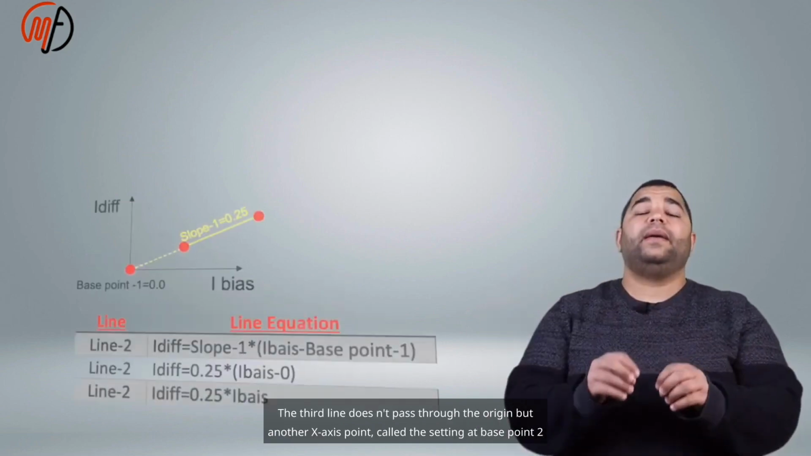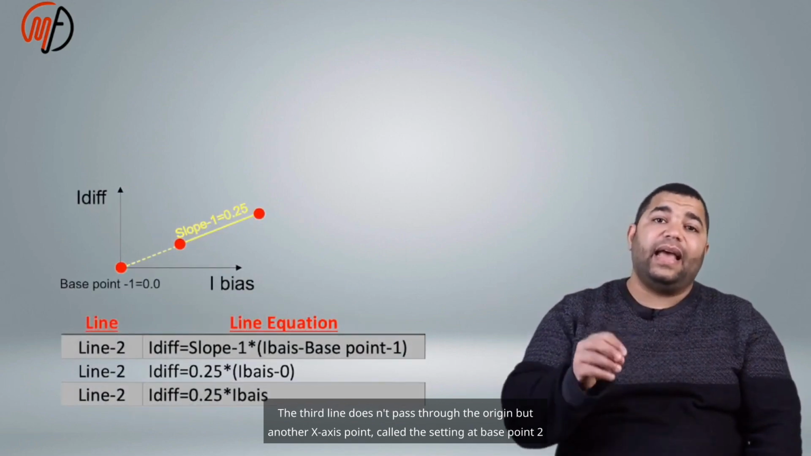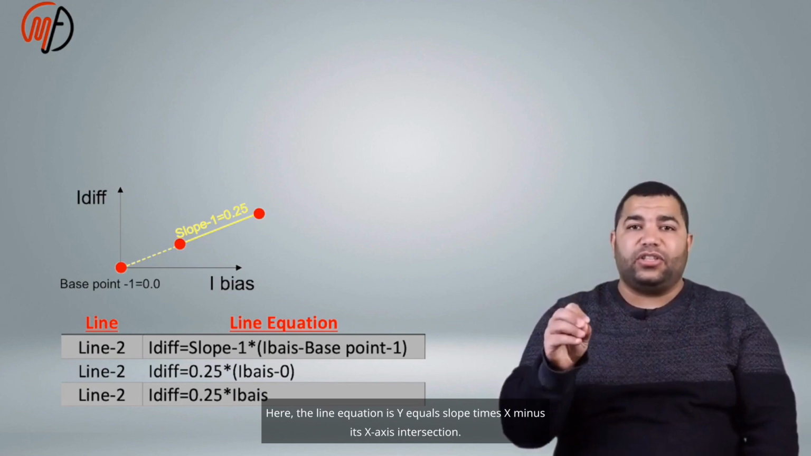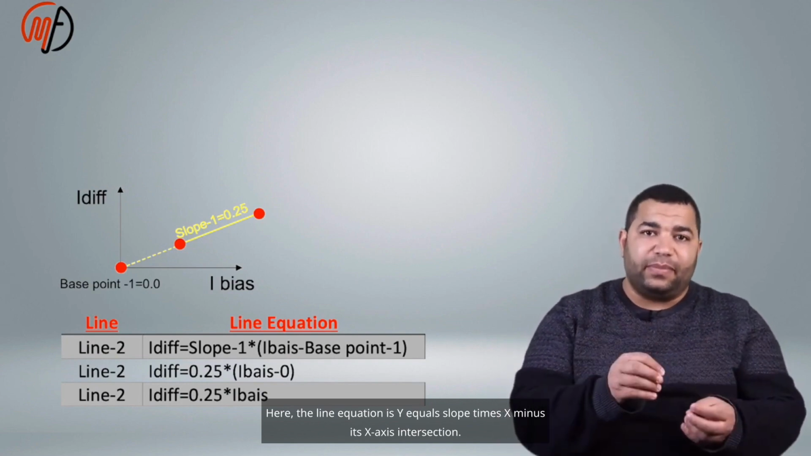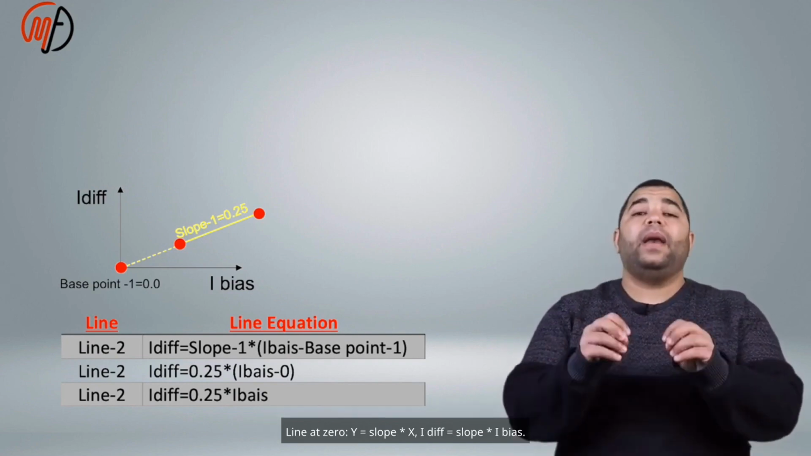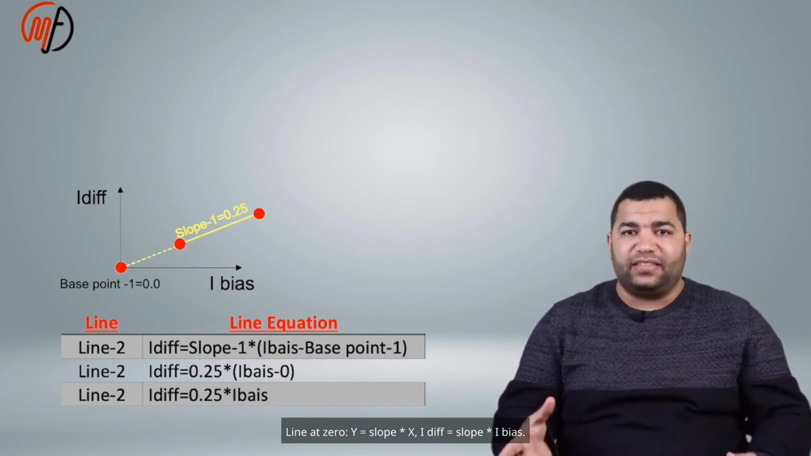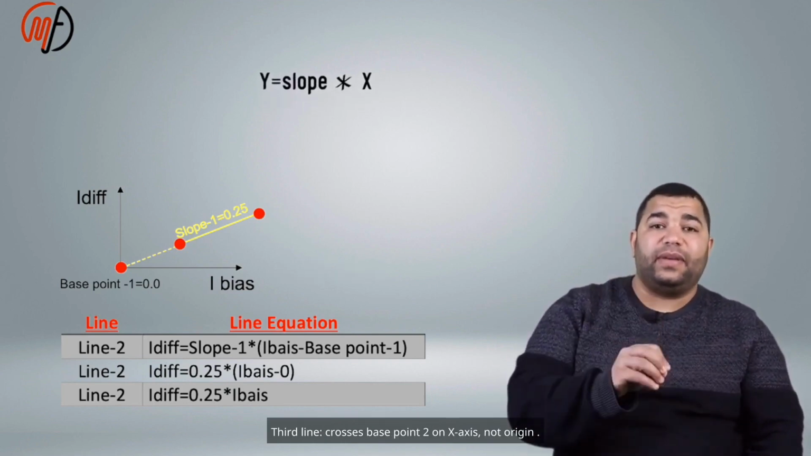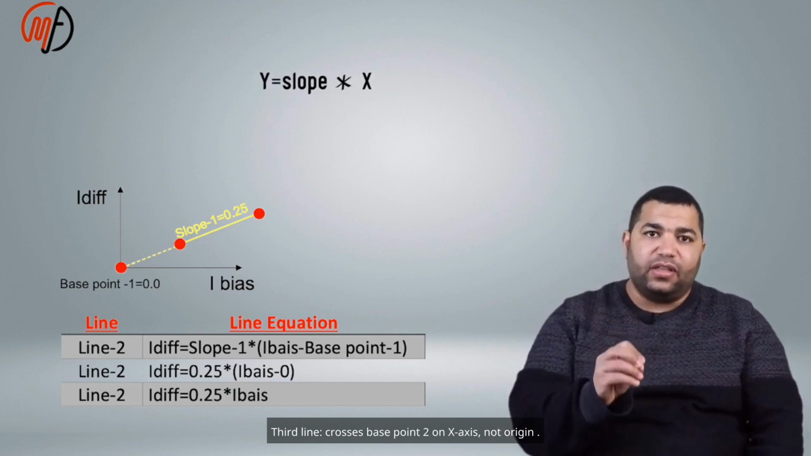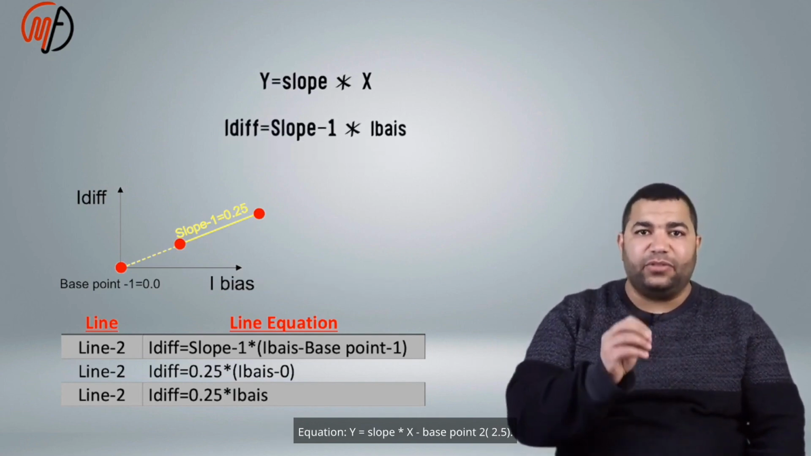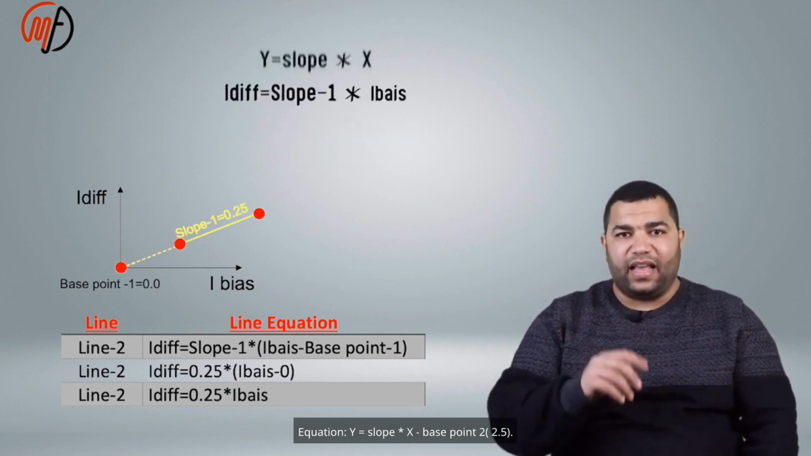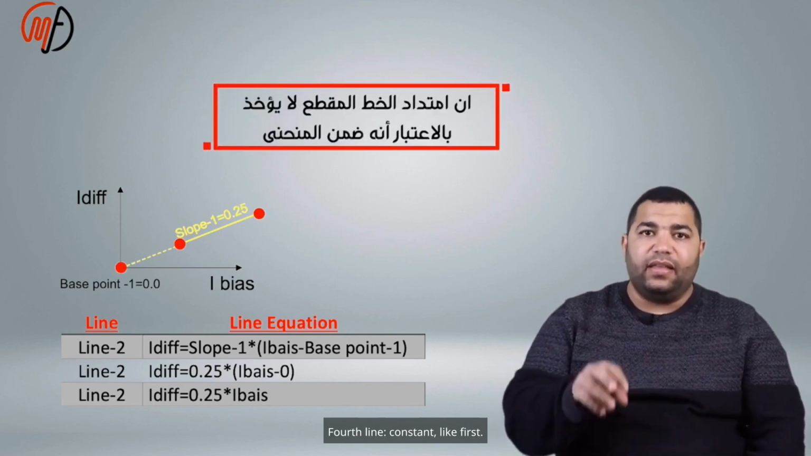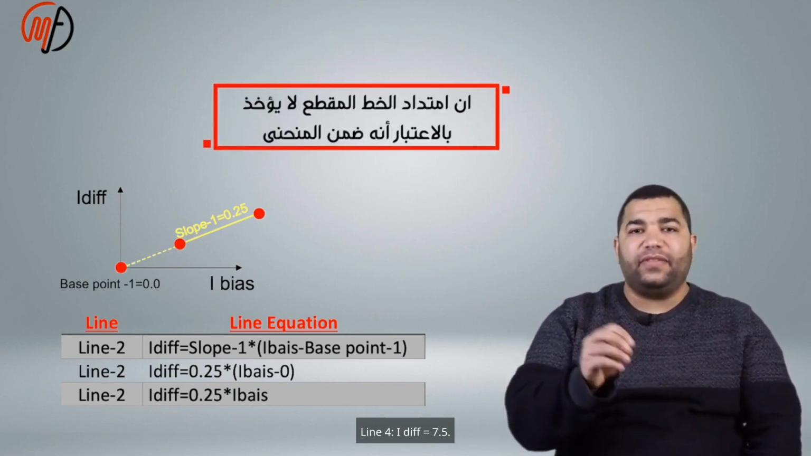The third line doesn't pass through the origin, but through another x-axis point called the setting at base point 2. Here, the line equation is y equals slope times (x minus its x-axis intersection). Line extension ignores the curve. The third line crosses base point 2 on the x-axis, not the origin. Equation: y equals slope times (x minus base point 2), which is 2.5. Line 3: I diff equals slope 2 times (I bias minus 2.5). Fourth line, constant like the first. Line 4: I diff equals 7.5.